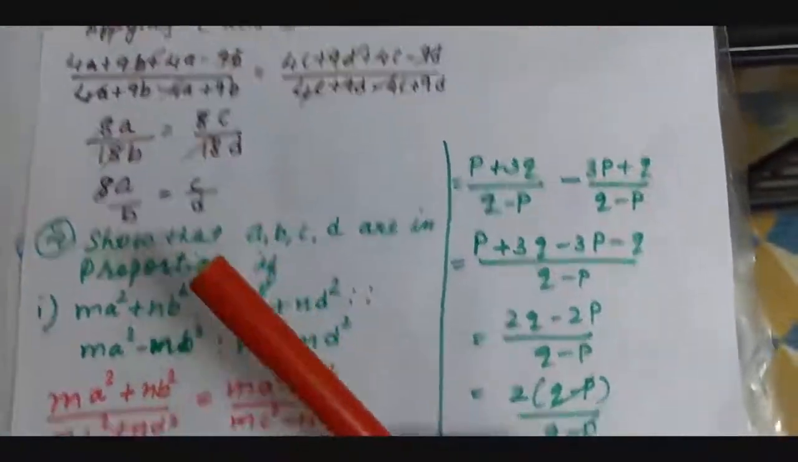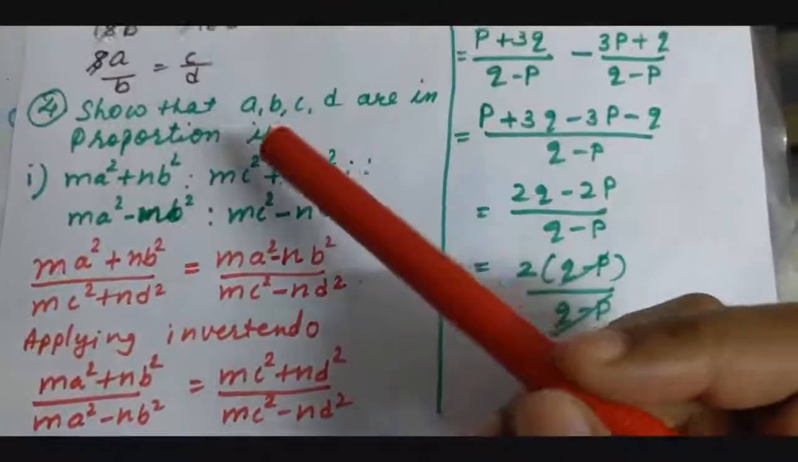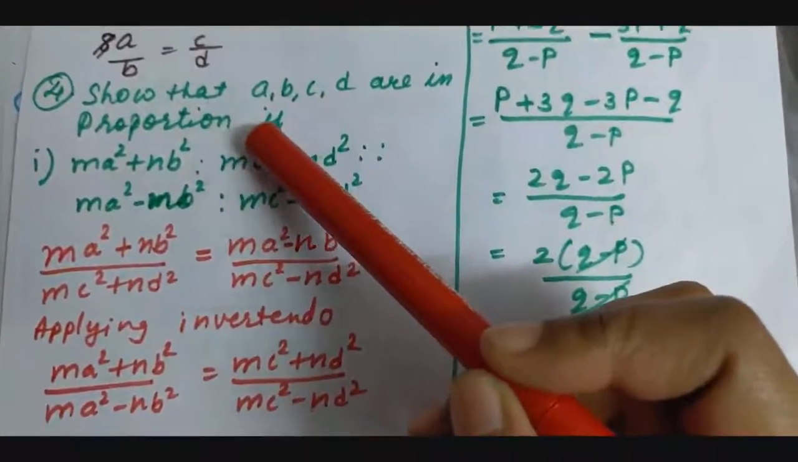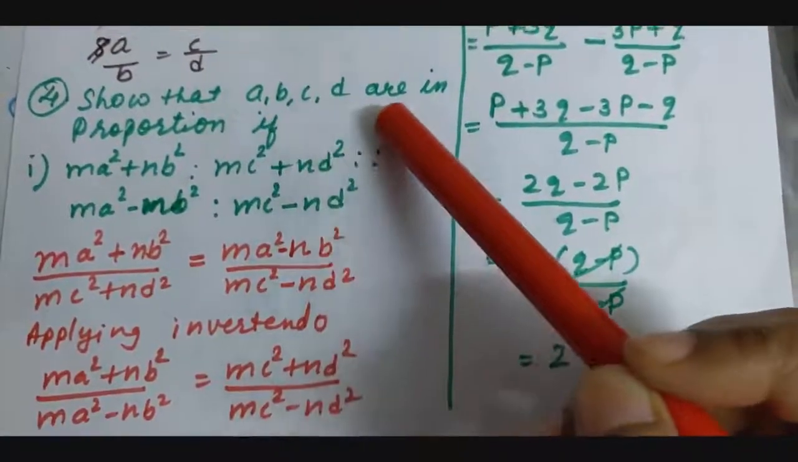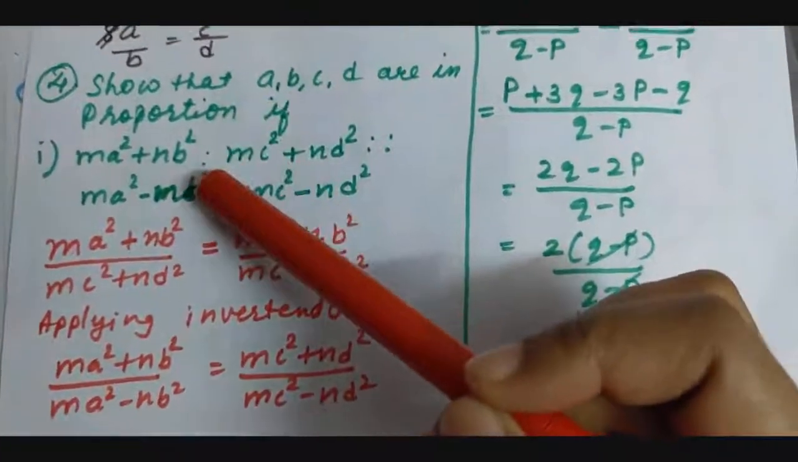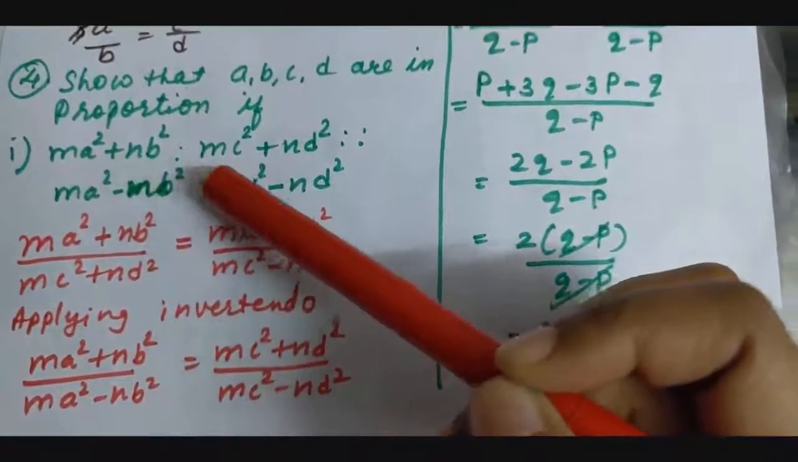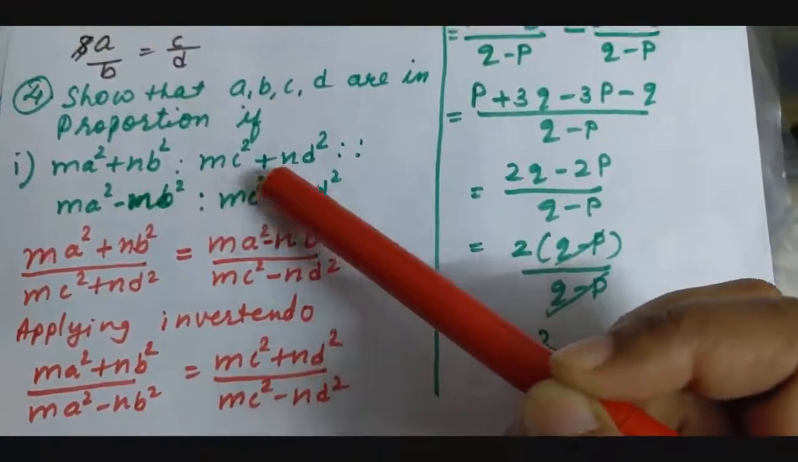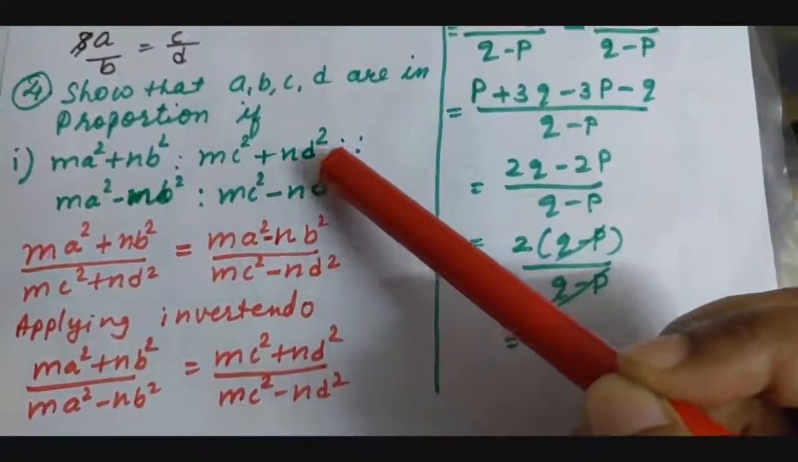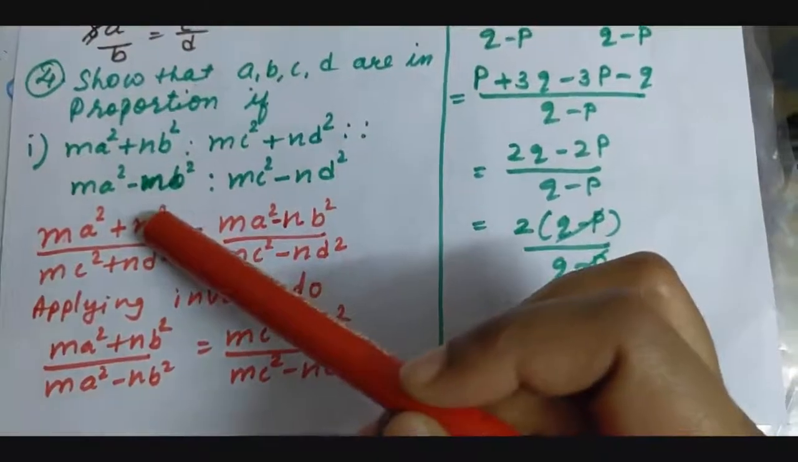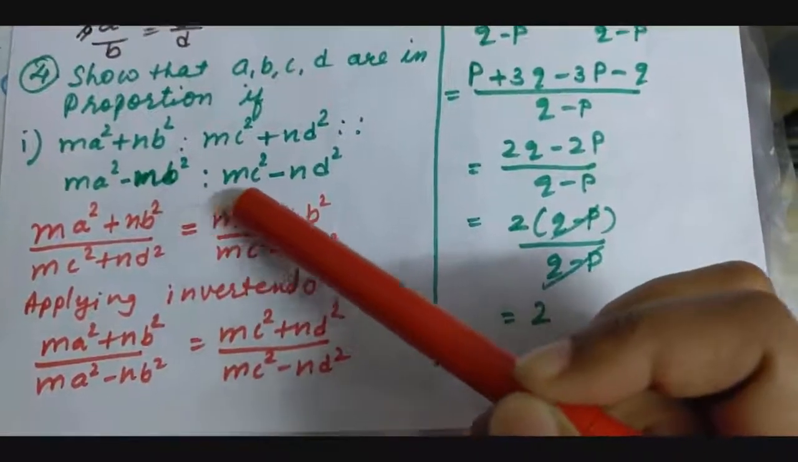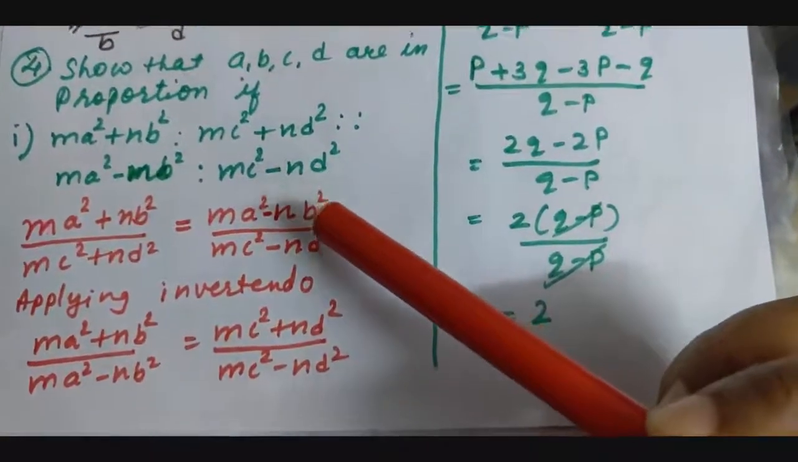shown. Next question 4. Here show that a, b, c, d are in proportion if (ma² + nb²) ratio (mc² + nd²) is equal to (ma² − nb²) ratio (mc² − nd²).